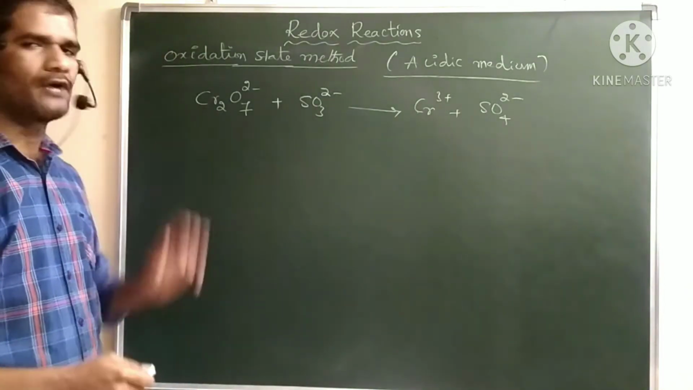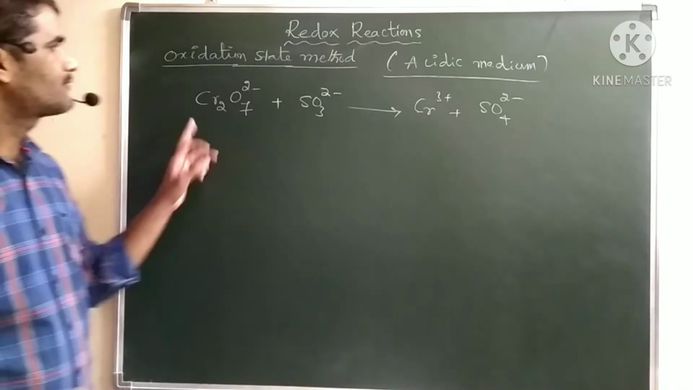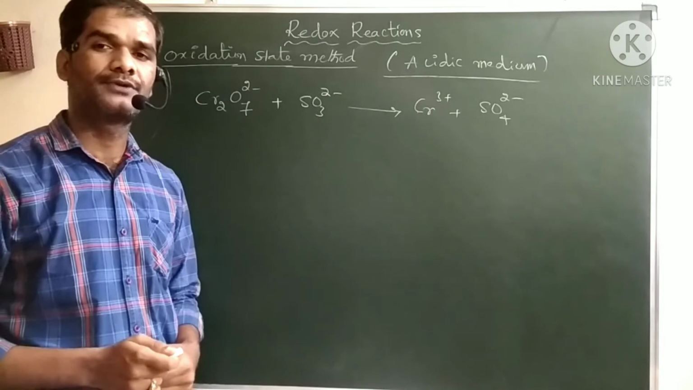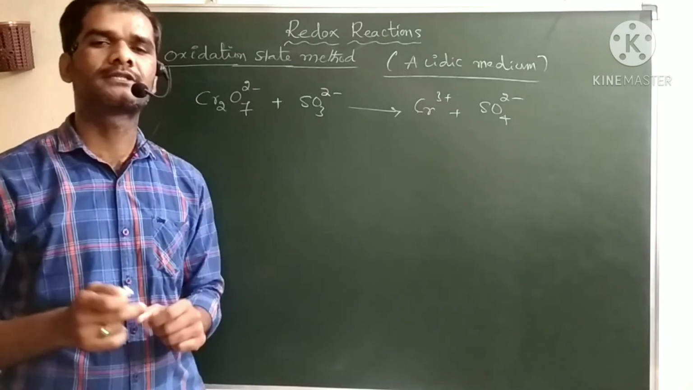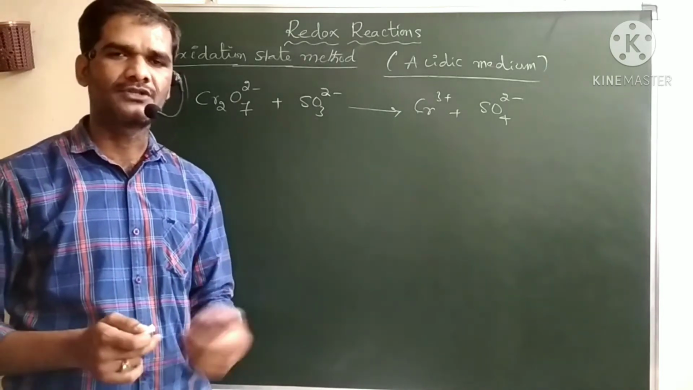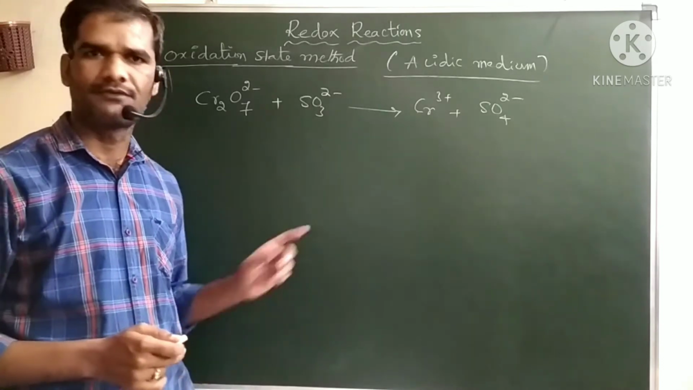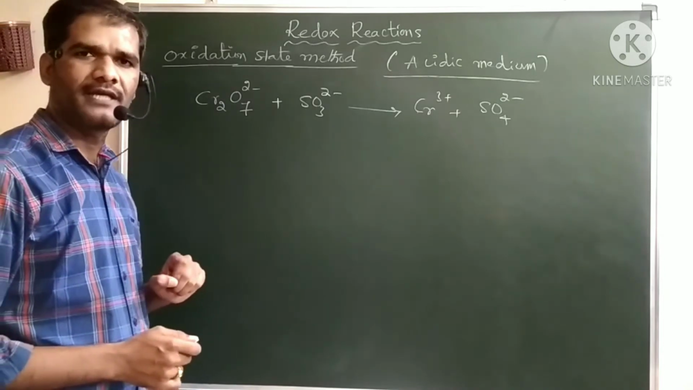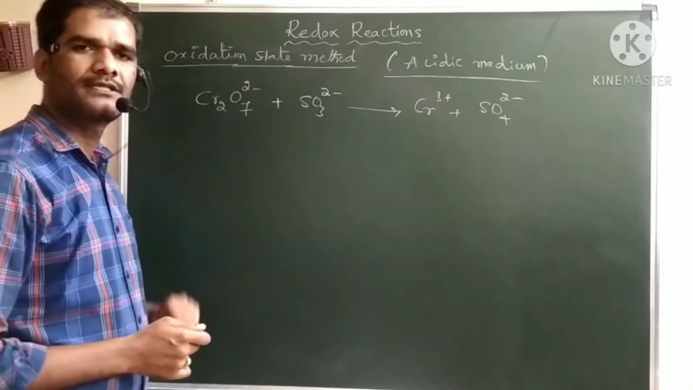So this reaction we have to balance. So what is the first step? Identify the change in oxidation state of oxidizing species and reducing species. Means first of all you have to identify which is the oxidizing species and which is the reducing species here. How can we identify this oxidizing and reducing species? I already explained in my previous video. If you want, you can check that video. So here first we have to identify the change in oxidation state of the oxidizing and reducing species.